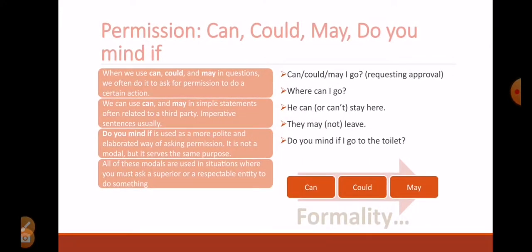For permission, we use can, could, may. Sometimes we use do you mind if, but it's not a modal verb. Remember, can, could, may are the modal verbs. The difference is in the level of formality. Can is friendly, could is polite, may is formal.